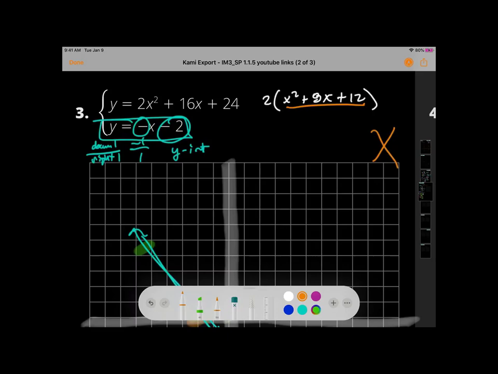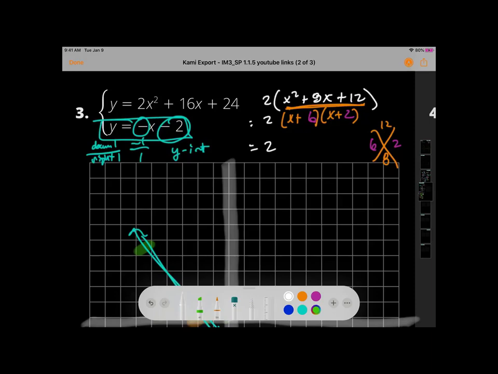So in orange, a times c is 12, right? So again, I'm just focusing on the orange here. B value is 8. I get two numbers that multiply to 12 and add to 8: 6 and 2. 6 times 2 is 12, 6 plus 2 is 8. So 6, 2. That gives me x plus 6, x plus 2. And we have this 2 on the outside. So I still have that 2.